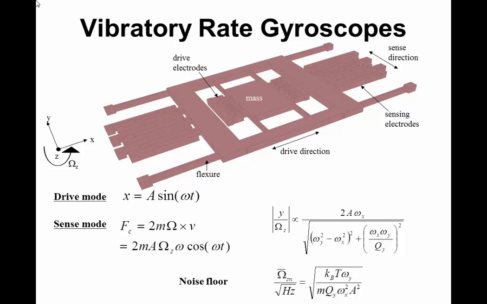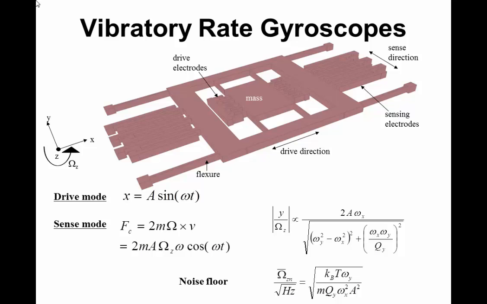That's a function of the amplitude of the drive mode, A, the amplitude of vibration of the drive mode, and then the frequencies, omega X of the drive mode, omega Y of the sense mode, and Q sub Y, the quality factor of the sense mode. And again, there is a fundamental limit detected, set by thermomechanical noise, and that limit's shown here. Again, a function of the different parameters of interest.